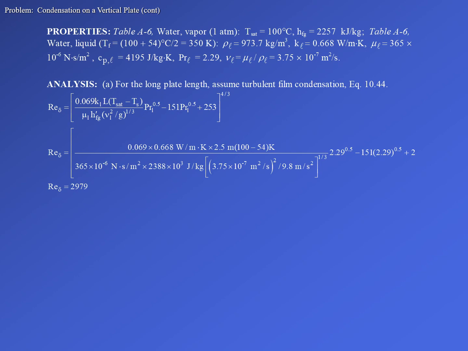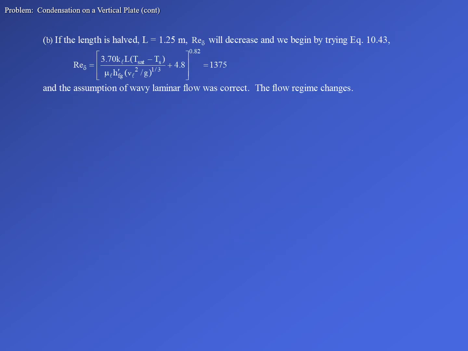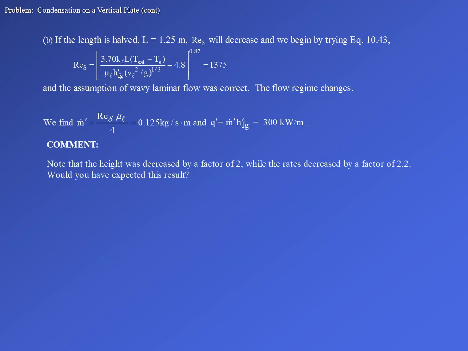So you can use the correlations for turbulent film condensation, because this is a turbulent situation, and that gives you a Reynolds number based on the film thickness as 2979, which can then be used to calculate the rate of heat transfer per unit width. Similarly, if you halve the height, you get 300 kilowatts per meter. So if you use two of these in parallel rather than having one long vertical plate, that is much better. Having two small plates in parallel is much better than having one large vertical plate.